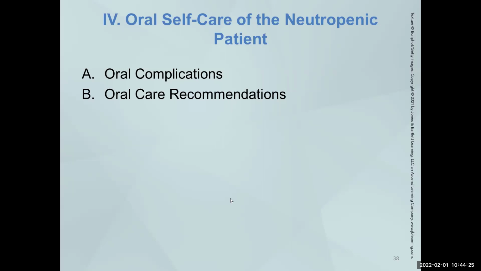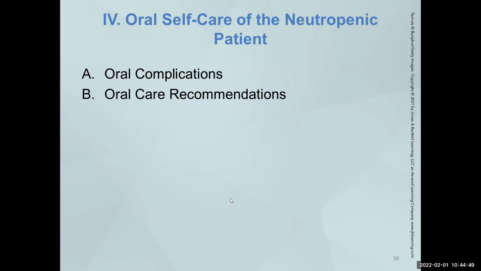But there's mucositis, and that's inflammation and ulceration of the mucous membranes. It's hard to undergo chemotherapy without getting mucositis. Then there's changes in taste. Fungal and viral infections can take hold. Trismus, which is difficulty in opening. There's a lot of pain, especially if they've got the mucositis.